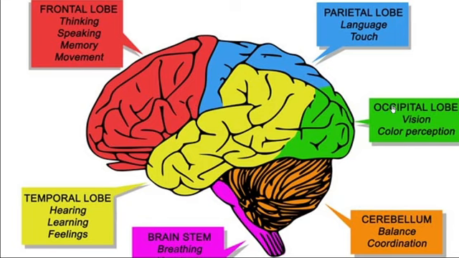The occipital lobe is the one that is behind the eyes and enables you to see color, any vision. It pertains to your vision.